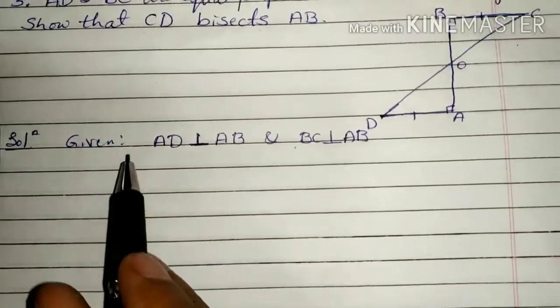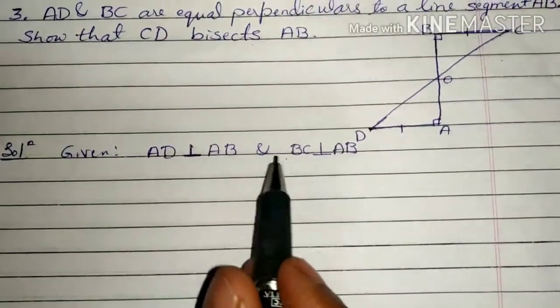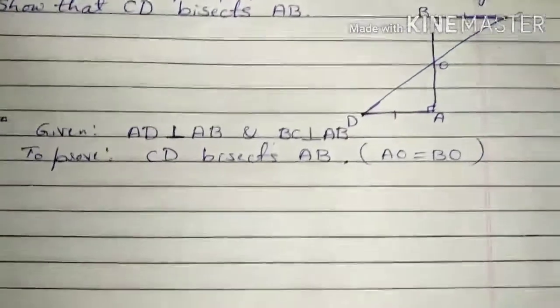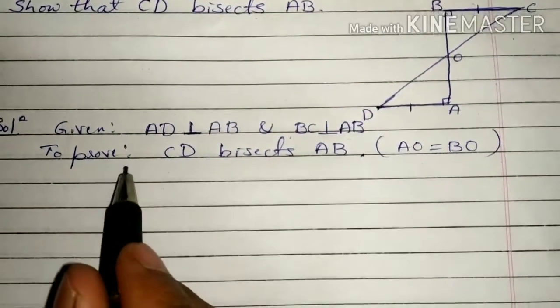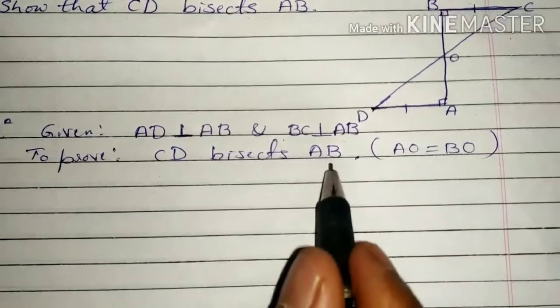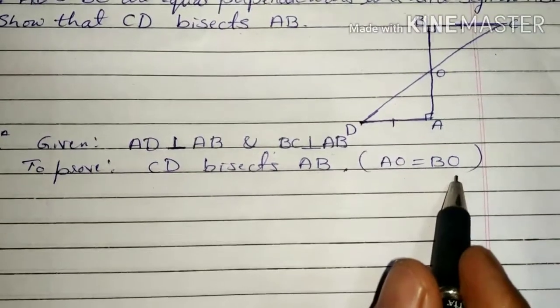Okay, first we will write given things. AD perpendicular to AB and BC perpendicular to AB. Next we will write to prove. What we have to prove? CD bisects AB. That is AO is equal to BO.